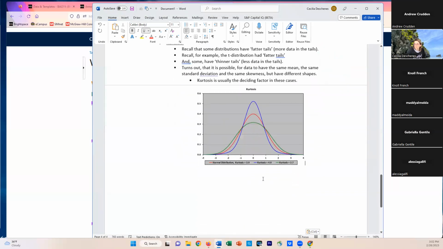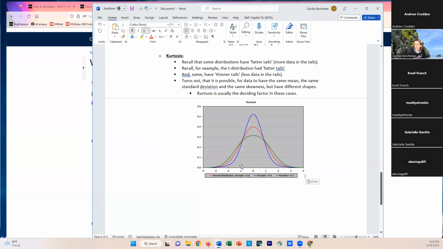Okay, so here's an example of 3 curves. They all have the same mean, they all have the same standard deviation, and they all have the same skewness. What's different between these is the kurtosis.